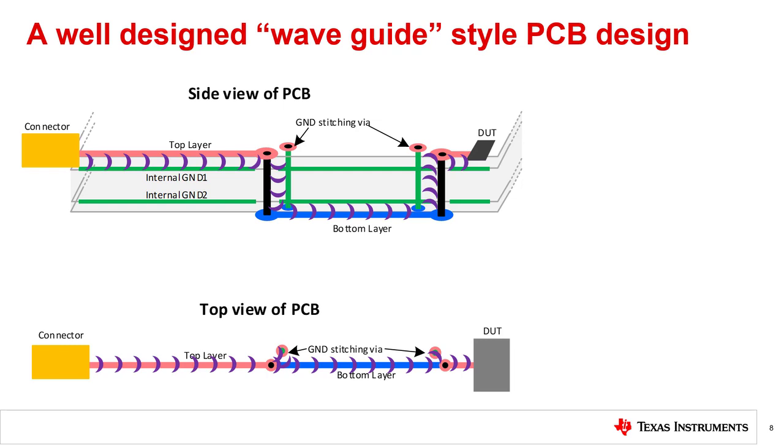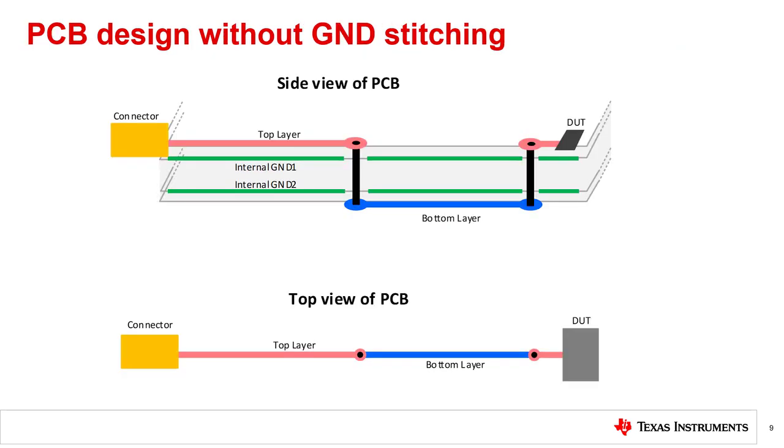Now let's look at this circuit done the wrong way. Here we have the same circuit without stitching vias. In this case, the signal transitions from the top layer to the bottom layer without a vertical waveguide to contain the wavefront. Thus, you see RF emissions at the via transition point.